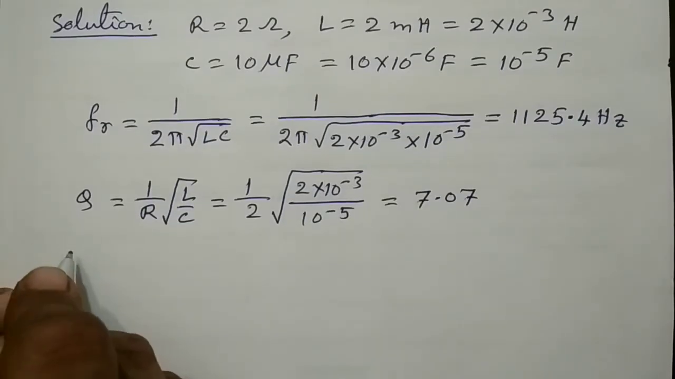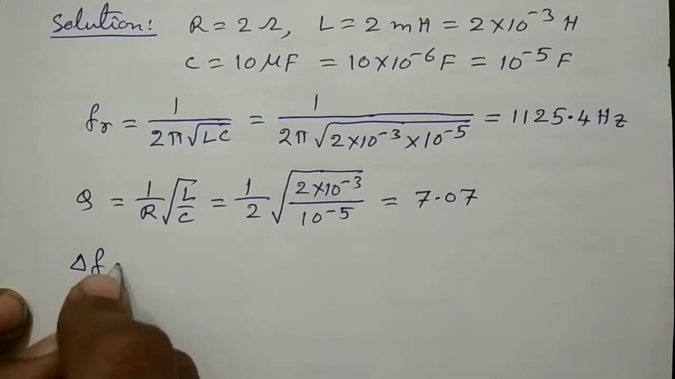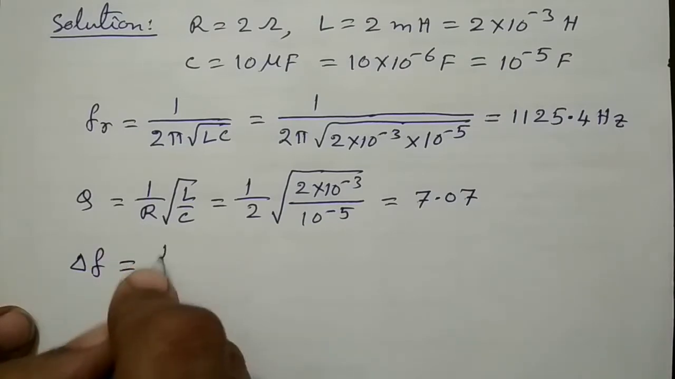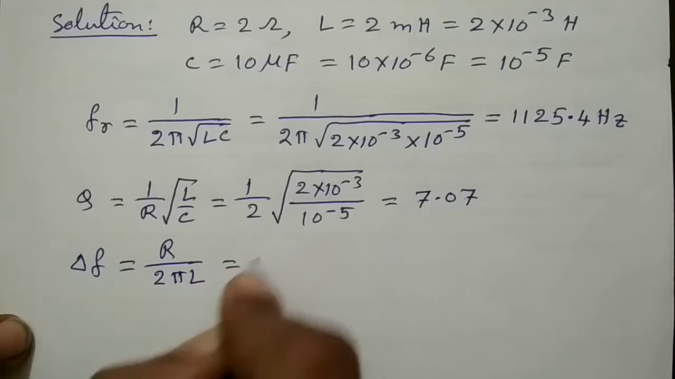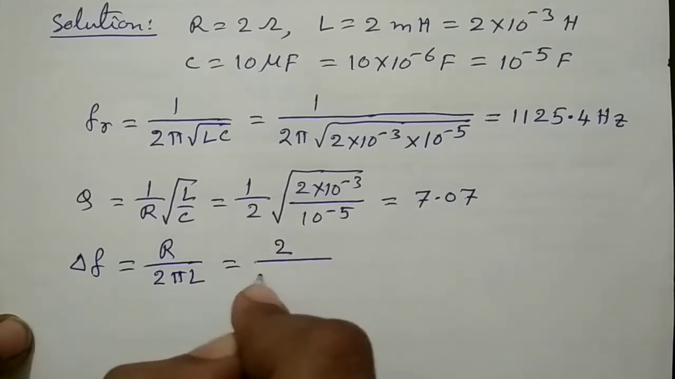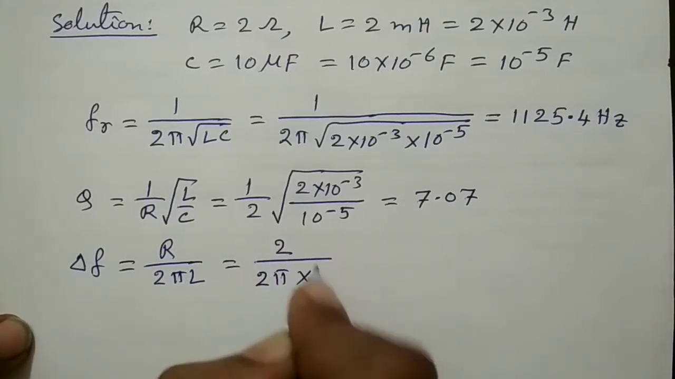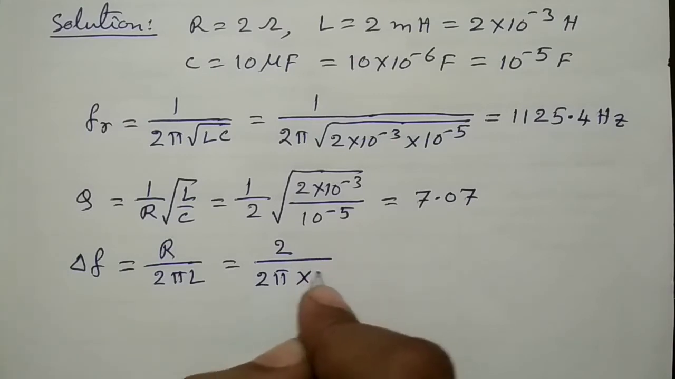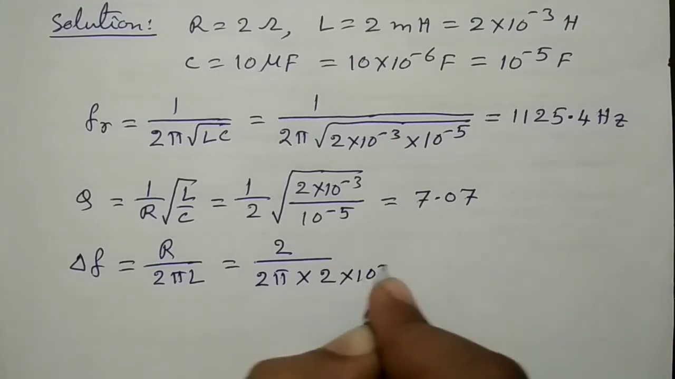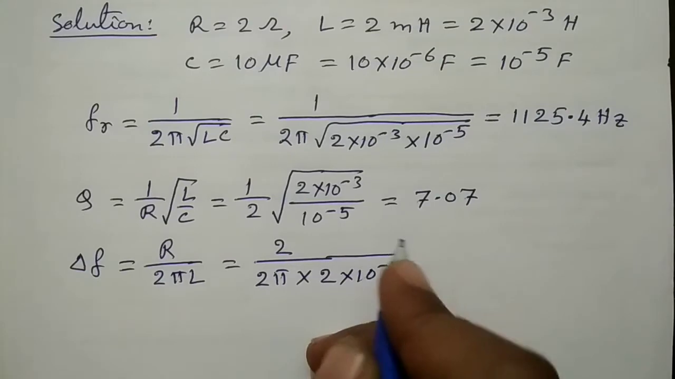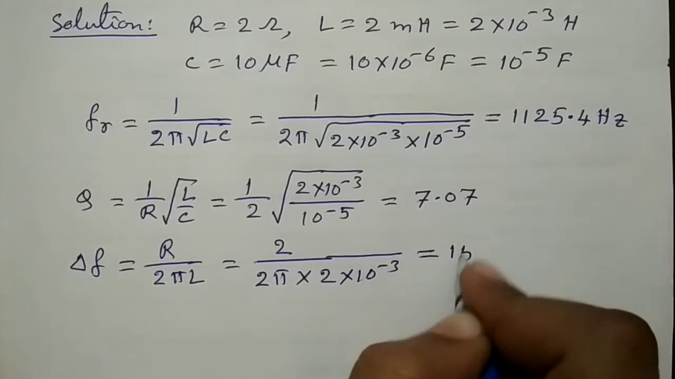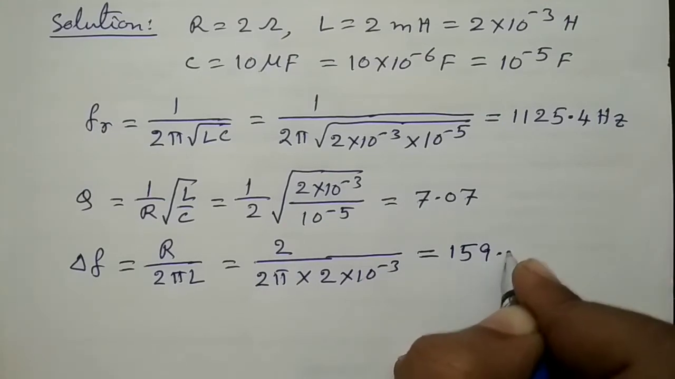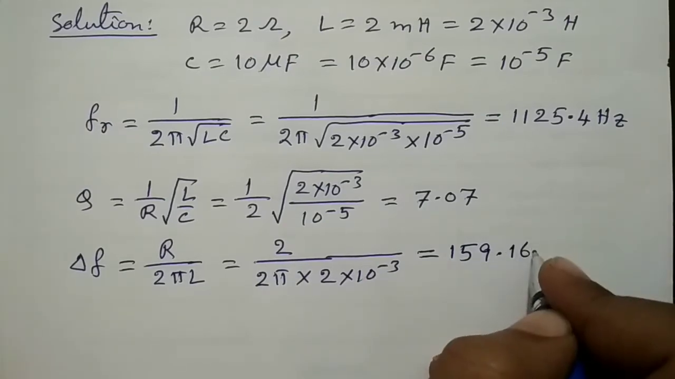Next is the bandwidth. The bandwidth formula is R upon 2 pi L. So here R is 2 upon 2 pi into L, where L is 2 into 10 to the power minus 3. So we'll get the value of bandwidth as 159.16 Hertz.